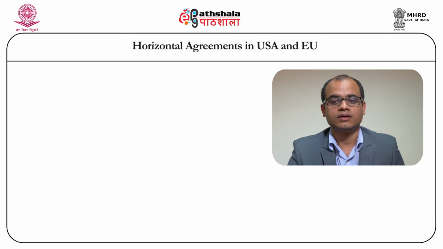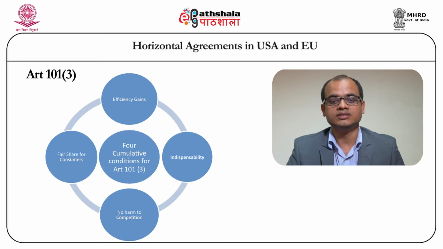So what exactly is Article 101 Clause 3? What is the criteria under Article 101 Clause 3? There are 4 conditions which need to be satisfied. First relates to efficiency gains, second relates to fair share for consumers, third relates to indispensability of the restrictions, and last is there should not be any elimination of competition. So these 4 conditions, which are listed specifically in Article 101 Clause 3, need to be fulfilled if firms want their agreements to be exempted from Article 101.